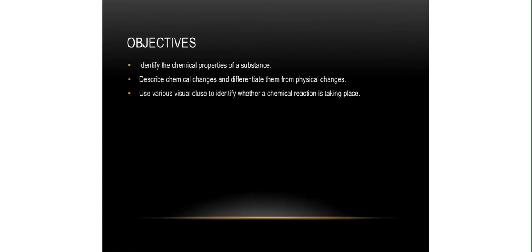Remember, we do have a quiz coming up, so you want to make sure that if you're not understanding this right now, you're coming to see me, you're talking to me about the things that you just don't think make sense. After this video, you should be able to identify the chemical properties of a substance, describe chemical changes and differentiate them from physical changes. Use various visual clues to identify whether a chemical reaction is taking place.